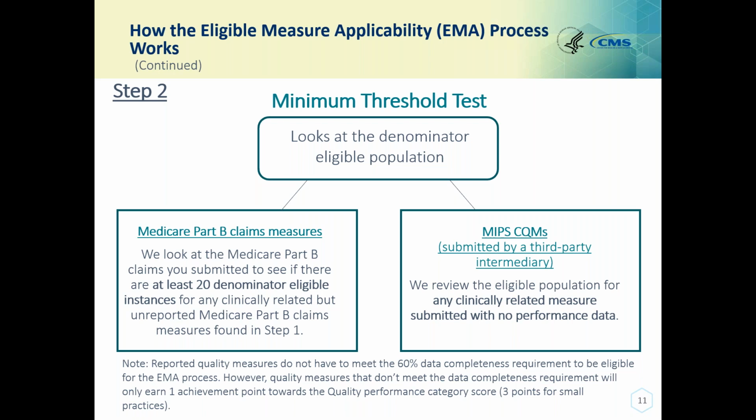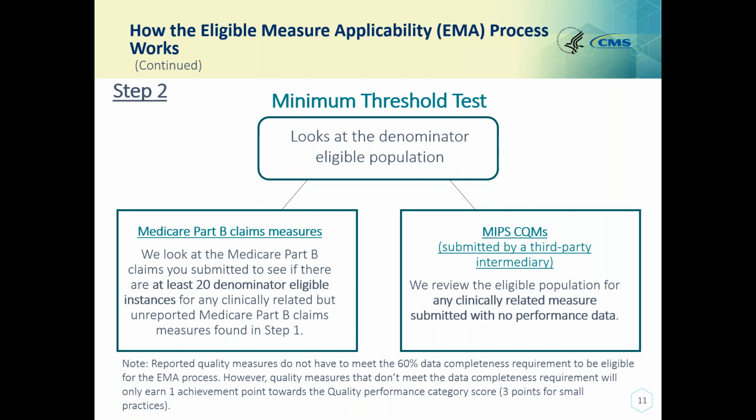The second step is a minimum threshold test, which looks at the denominator of the eligible population. So in Medicare Part B claims, we look at the submission to see if there are at least 20 denominator eligible instances for any clinically related but unreported Medicare Part B claims measures found in step 1. And for MIPS CQMs, which is our third party or qualified registry vendor submission, we review the eligible population for any clinically related measures submitted with no performance data. I also read the note at the bottom of the slide.